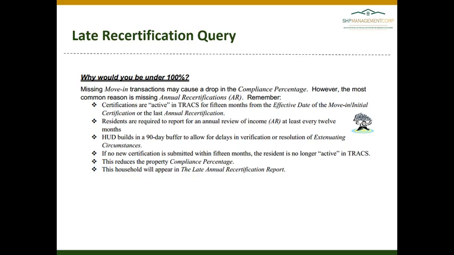So for annual recertifications, we need to ensure that we are recertifying households every 12 months. And TRACS will give us that grace period of an additional 3 months for a total of 15 months that households are allowed to be active prior to them being terminated by the system. If they are terminated by the system, they are no longer listed as active in TRACS. This will reduce your compliance percentage, and the household will then appear in the late annual recertification report.